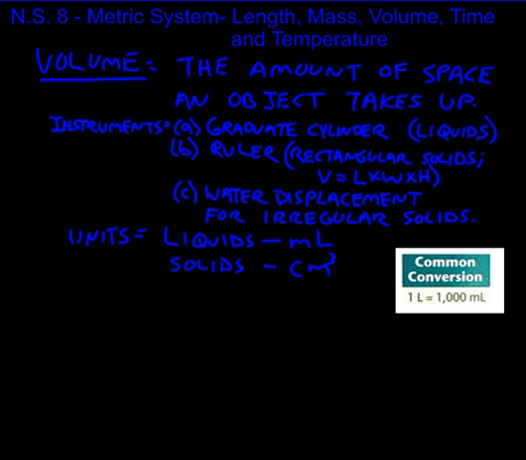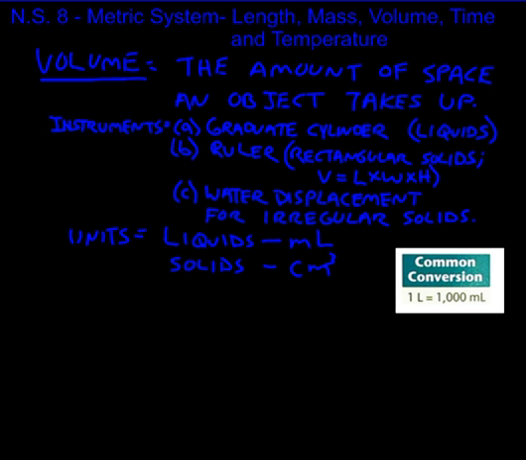For irregular solids, you can use the water displacement method, where you measure how much water gets pushed aside by an object when you put it in. You measure how much the water goes up if it fits in a graduated cylinder, or you can set up an overflow can to collect the water that overflows. Collect that water, measure its volume, and that will equal the volume of your unknown irregular solid.